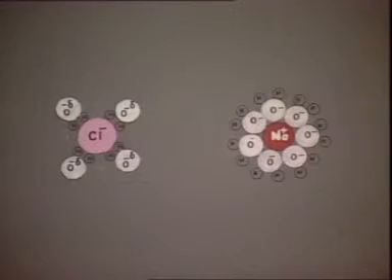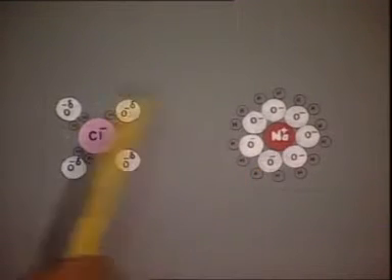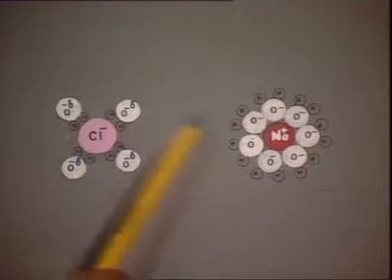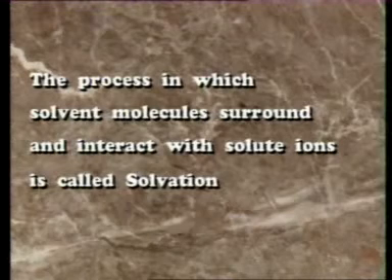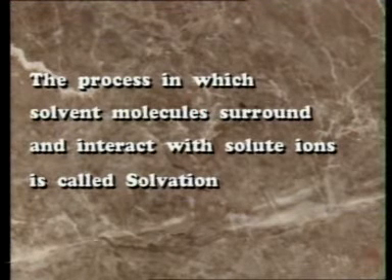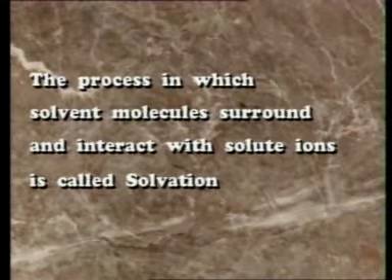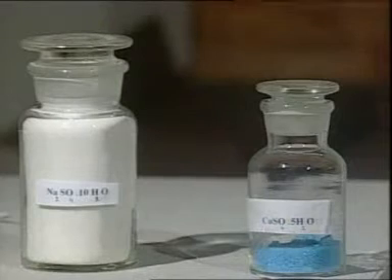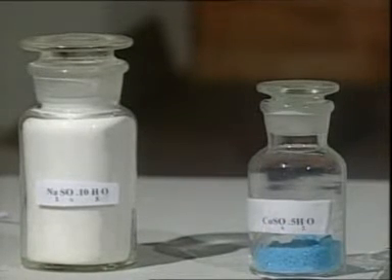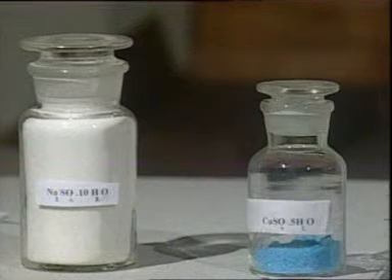When ionic salt like sodium chloride is dissolved in water, it dissociates into sodium ions and chloride ions. Water molecules surround these solute ions and interact with them. The process in which the solvent molecules surround and interact with solute ions is called solvation. And if water is used as solvent, the process is called hydration. Similarly, hydrated copper sulfate crystals contain 5 water molecules and hydrated sodium sulfate crystals contain 10 water molecules.